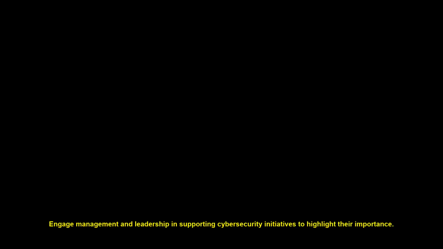Engage management and leadership in supporting cybersecurity initiatives to highlight their importance. Ensure that all employees understand their role in protecting the organization from social engineering attacks. Continually refine your social engineering risk management strategy based on feedback and new insights. By following these steps, organizations can significantly reduce their vulnerability to social engineering attacks.